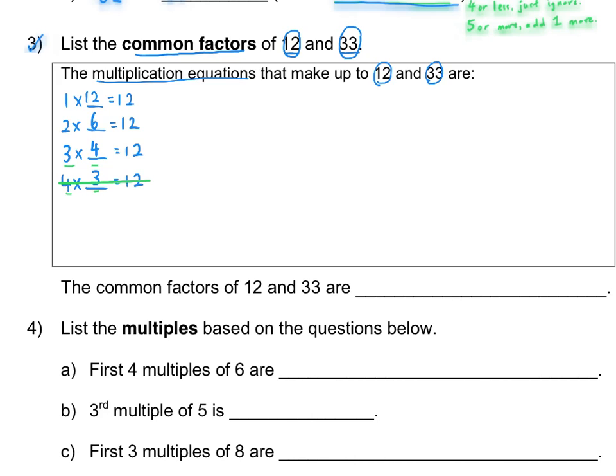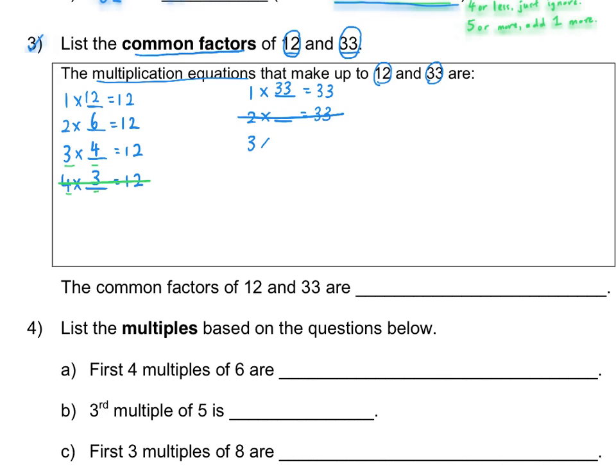Now let's go on to 33. 1 times what gives 33? 1 times 33 gives 33. 2 times what gives 33? Okay, maybe we can start counting from 20, 22, 24, 26, 28, 30, 32, 34. So from 32 you skip to 34. Is there a 33? No, there isn't, so we cancel.